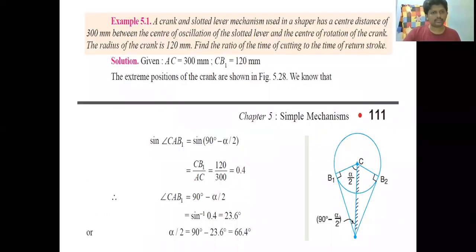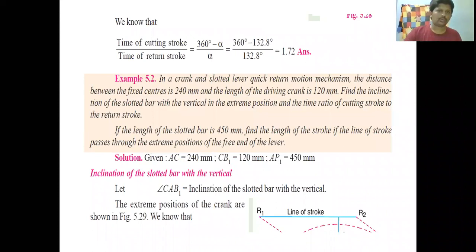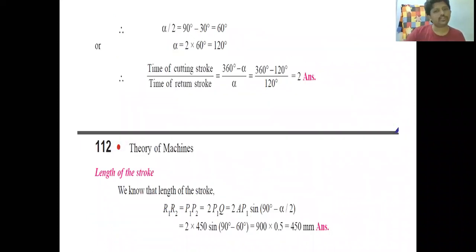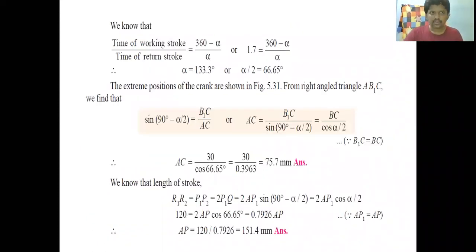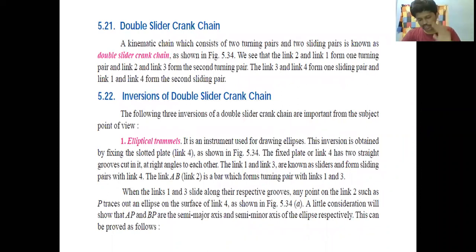I mentioned here some two to three problems. Please go through the problems, and if any doubt, please ask me. As I mentioned, we have to discuss three inversion mechanisms. The first one is the four-bar mechanism. The second one is the single slider chain mechanism, and the third one is the double slider chain mechanism. First we are done. Now we move on to the double slider chain mechanism.